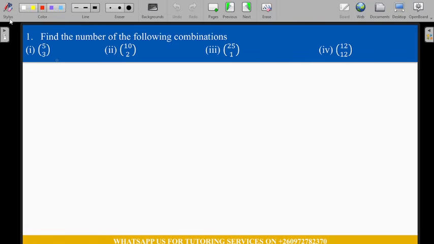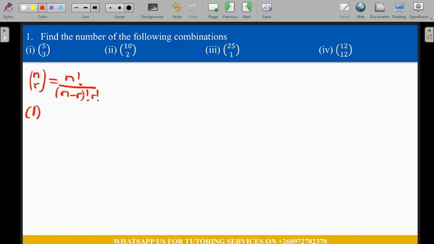So we have our first question, and the question says, find the number of the following combinations. In the question, that means you are evaluating these combinations. So the general formula that we use is n combine r, which is equal to n factorial over n minus r factorial, then r factorial. That's the general formula that we use.